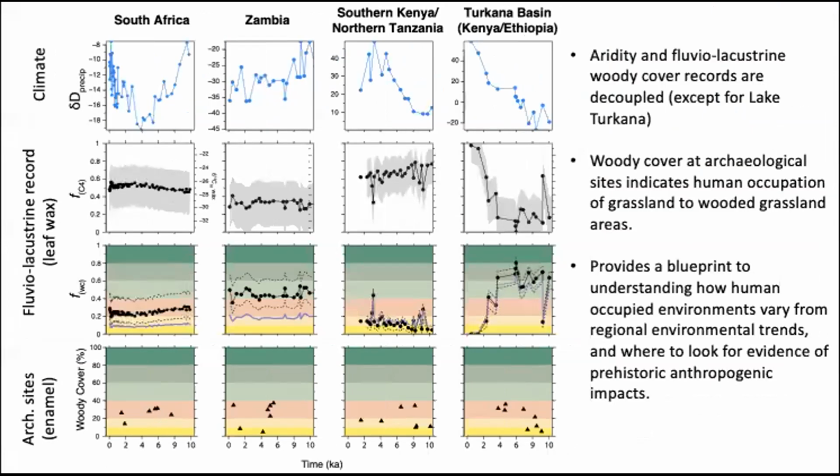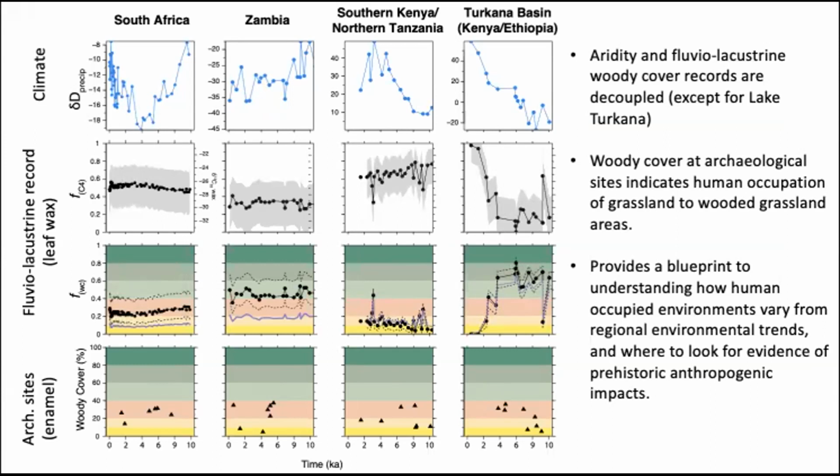So just to summarize all of this information, and this is the beginning of a lot more of this work that we're doing here. What this is telling us is, first of all, the aridity and fluvio-lacustrine records are generally decoupled for a lot of these catchment areas, with the exception being the Lake Turkana Basin. Also, it's quite interesting to see that across a lot of different places on the African continent, woody cover at archaeological sites indicates this human occupation of grassland to wooded grassland areas, which is quite interesting.